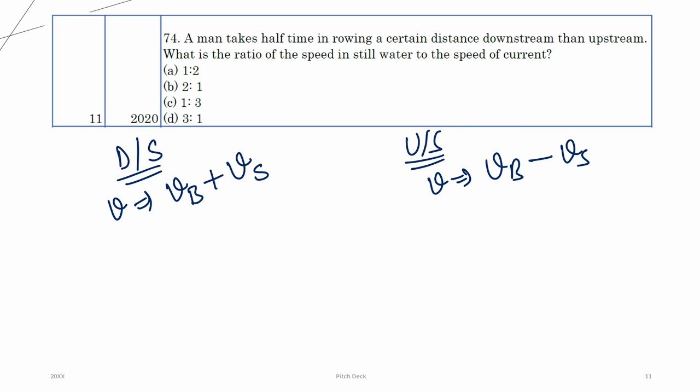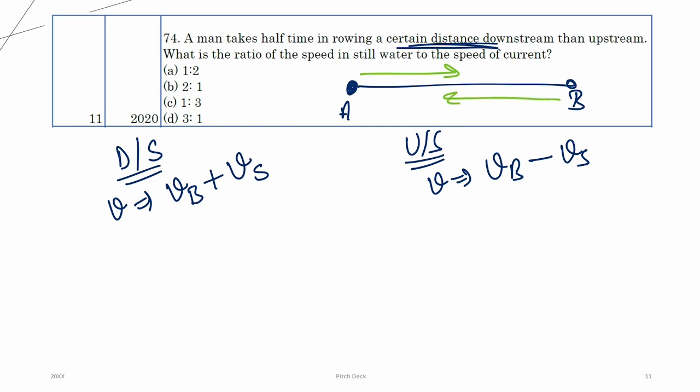Now, in rowing a certain distance downstream and then upstream, this is a point A, this is a point B. The person is going downstream from A to B and coming back from B to A. In both cases, the distance is the same.